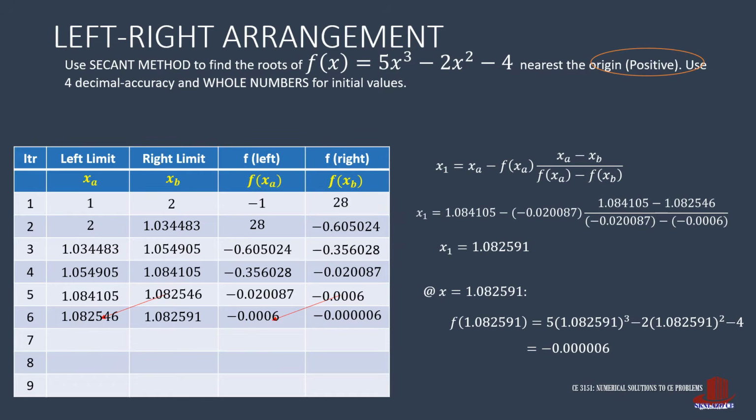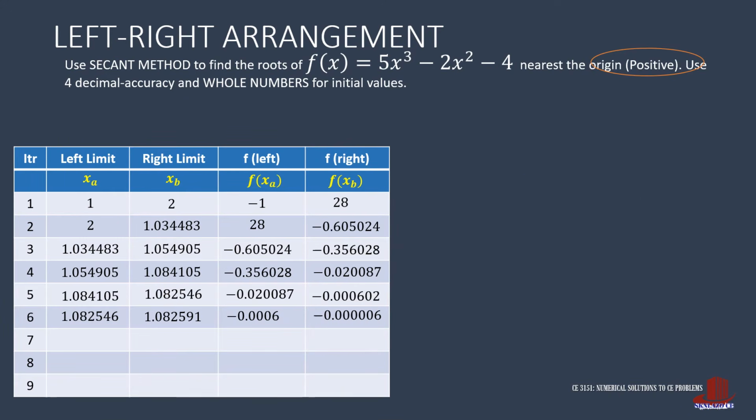0.00006. This is very close to y of 0, as it already exceeded 4 decimal zeros. So we can say at this point that the root of the function is at x of 1.082591.